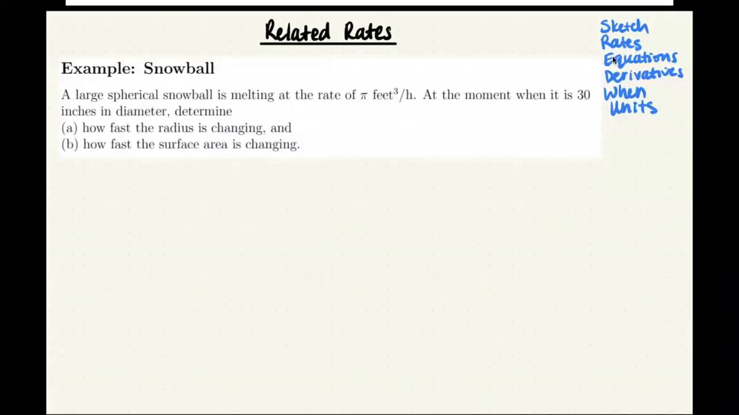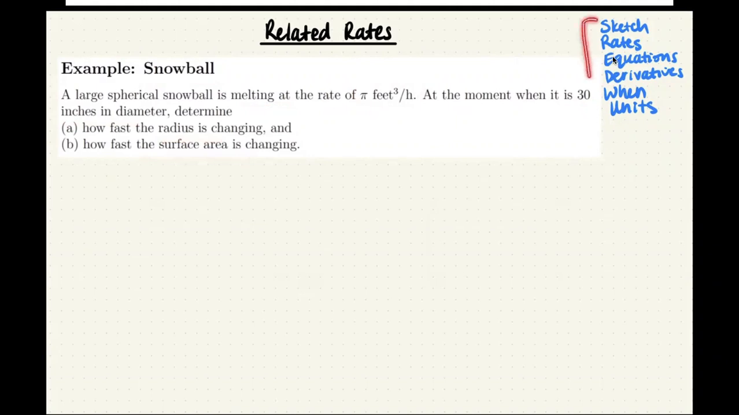All right, we're going to go ahead and do an example of related rates. Now, this is the example that involves a snowball. This snowball is melting at a rate of pi feet cubed per hour. At the moment when it is 30 inches in diameter, we want to determine how fast the radius is changing. So that's one part of this question, and how fast the surface area is changing.